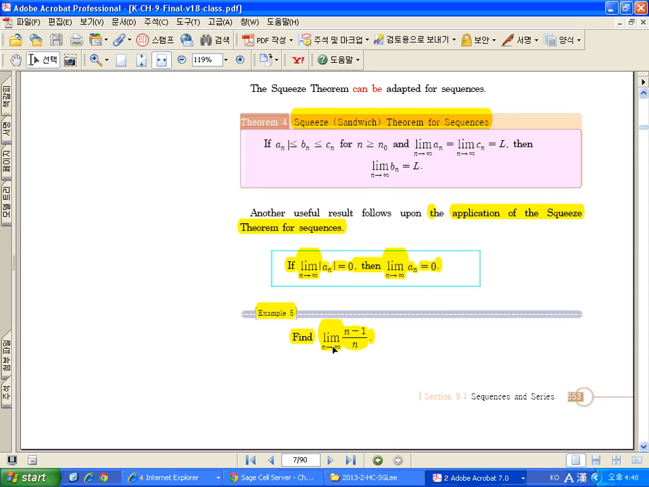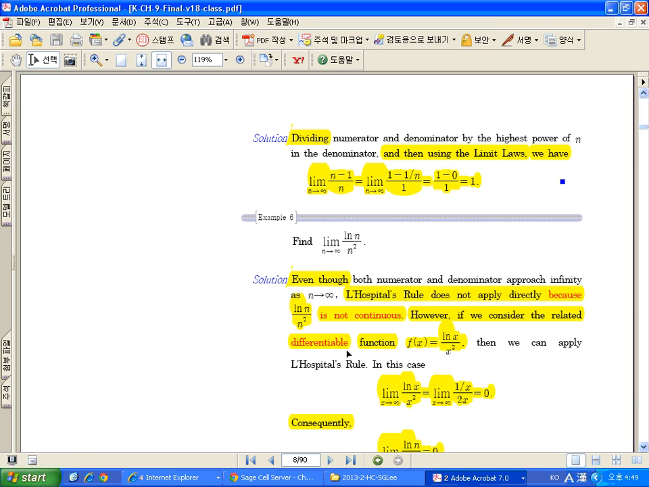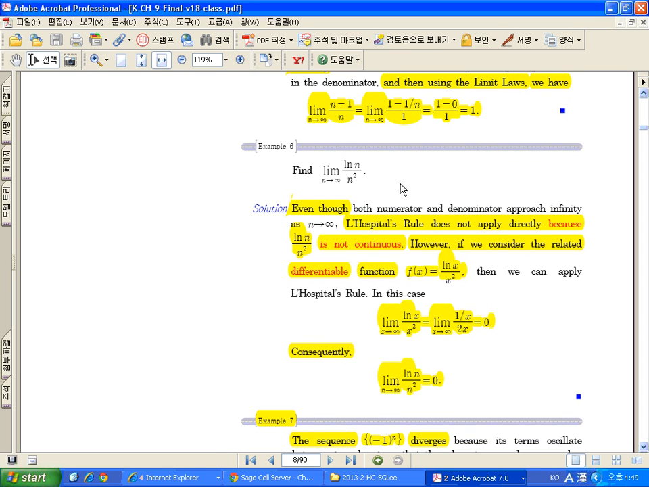The other one is this. Find the limit of n over n plus 1 when n goes to infinity. You just divide by n on both the numerator and denominator. Then we have this term. Then if n goes to infinity, this goes to 0, so it goes to 1. So it converges. All those can be done by the limit laws that we have introduced. Find the limit of this one.